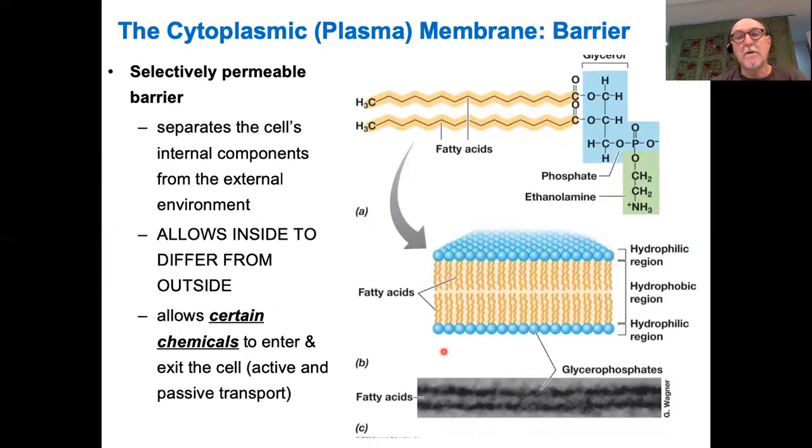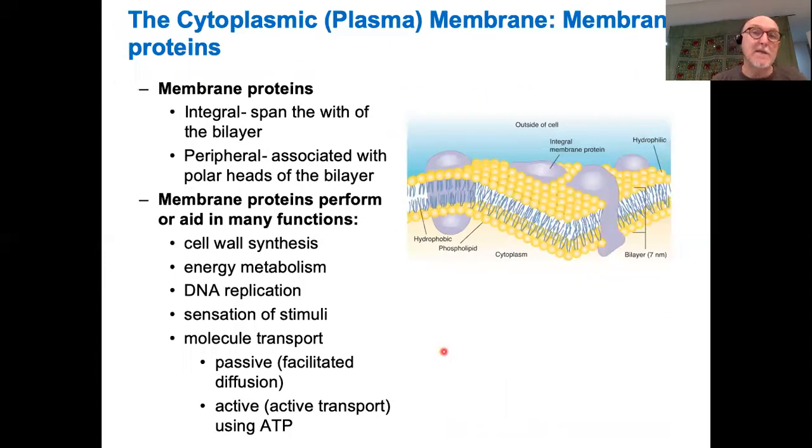Now, the chief feature of this membrane is that it's selectively permeable. That is, it only allows certain things to pass across very easily. And it will allow certain chemicals to enter and leave the cell. But most of the passage of molecules back and forth is governed by the proteins which are embedded in it. So these are the membrane proteins.